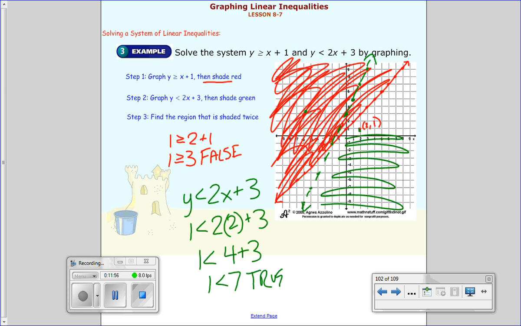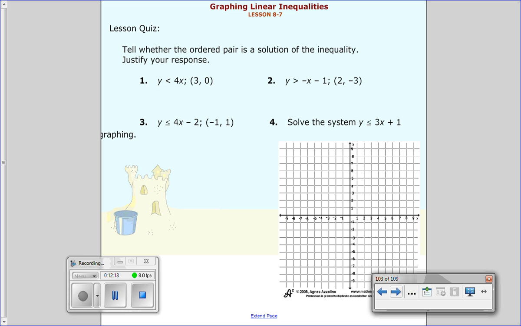Now, what you're going to notice is, in between, in one area, you have both inequalities, and you find the region that's shaded twice. In this case, right in here to here is where the inequality is true, because that's where it's shaded twice. All right, so, I guess I didn't have another one for you.